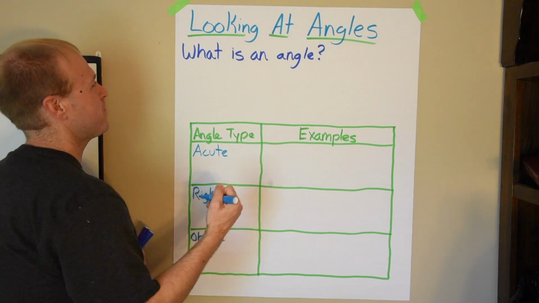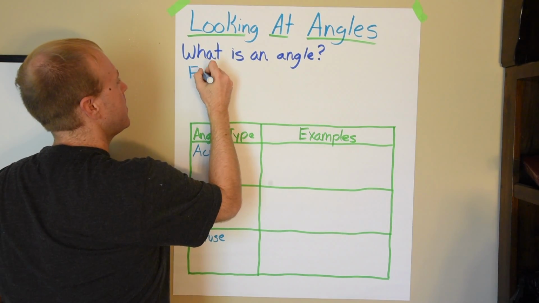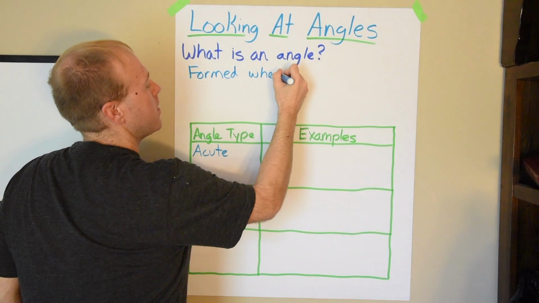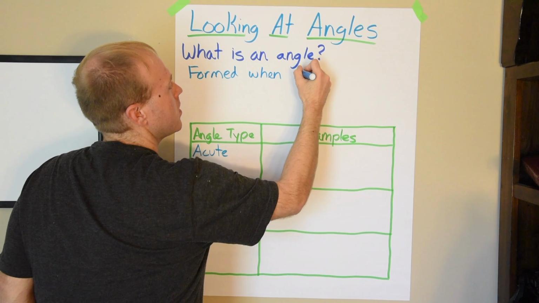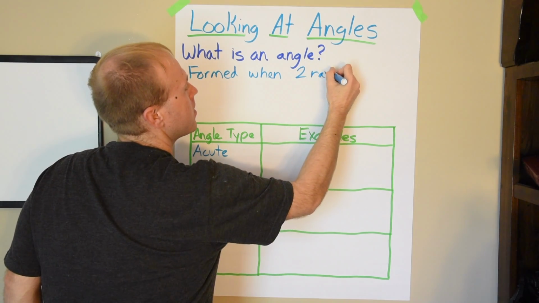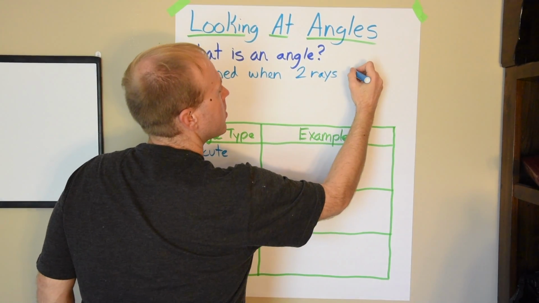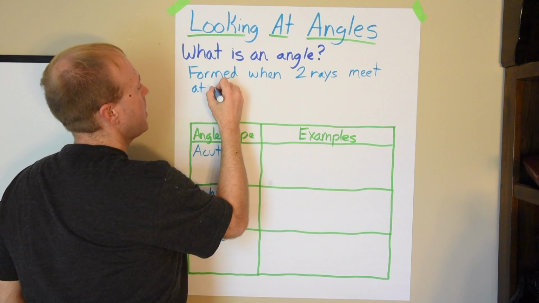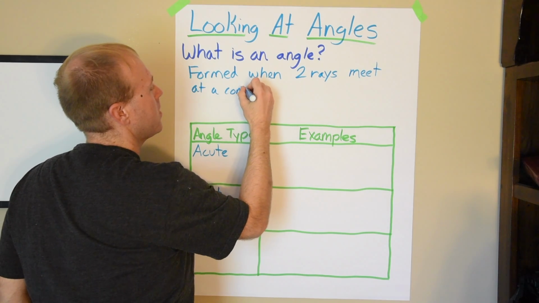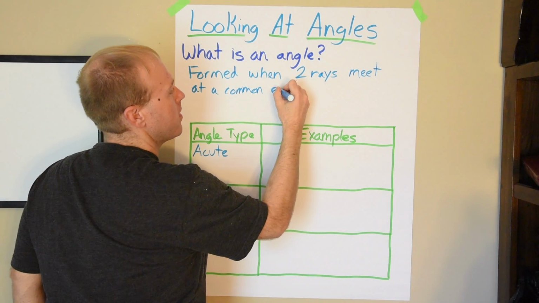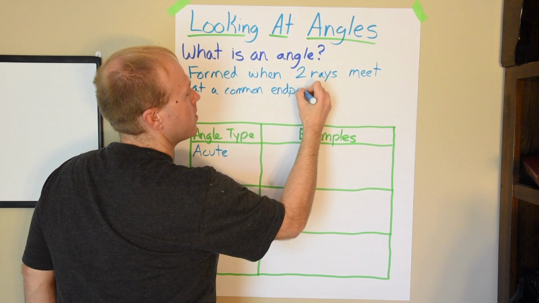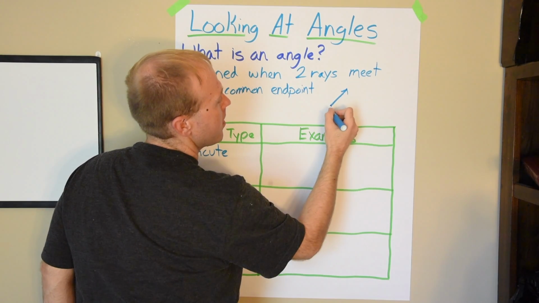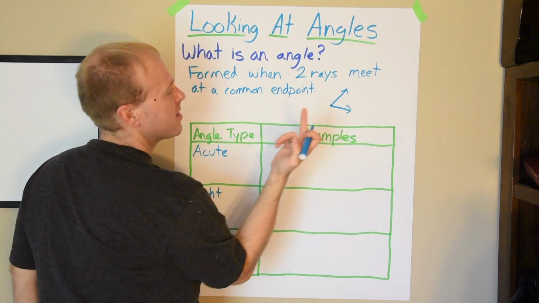So an angle is what is formed when two rays, so we'll talk about what that is, meet at a common endpoint. So something like they meet at a common endpoint. Here's one ray, here's another ray. Alright, so that's an angle.